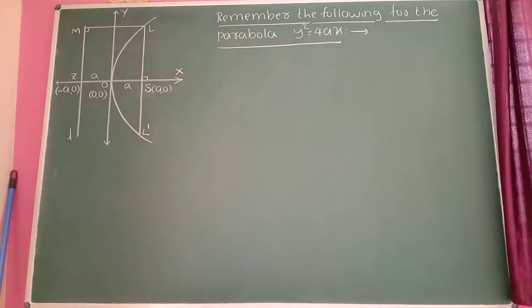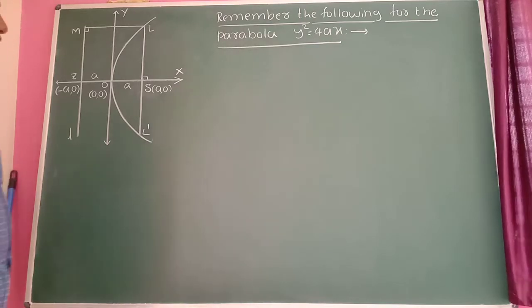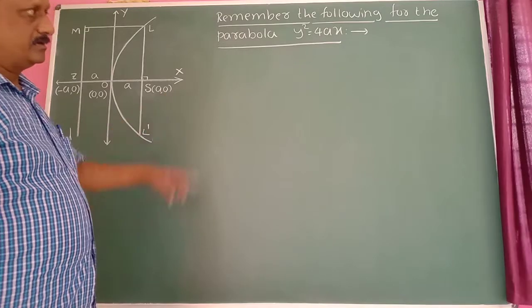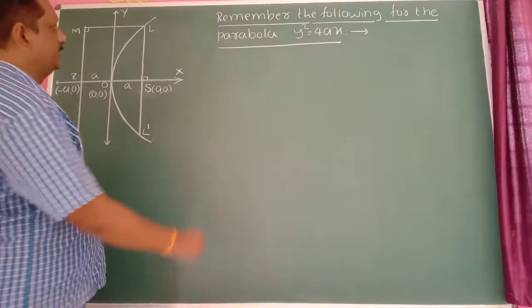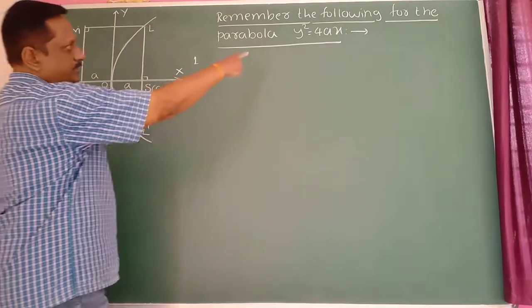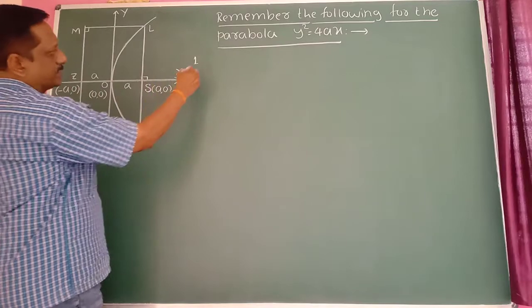What I am explaining here are very important results, and for solving the examples we require these results. So first one: the equation of this parabola is y square is equal to 4ax. So here the axis of the parabola is the x-axis.